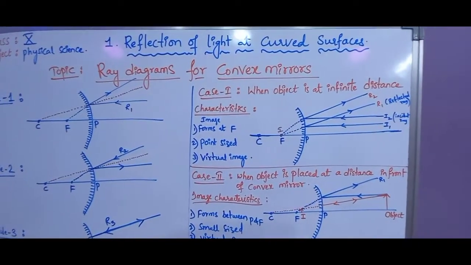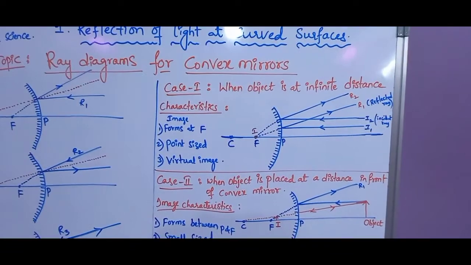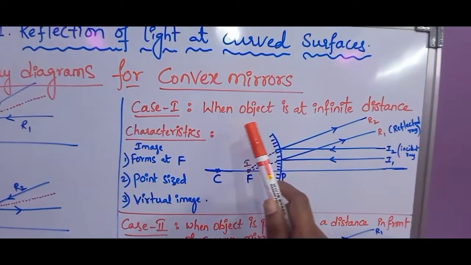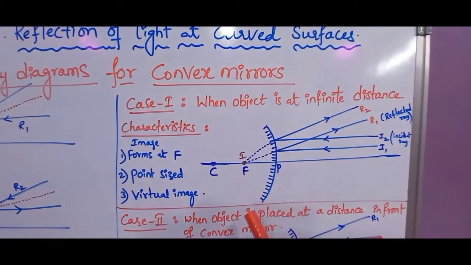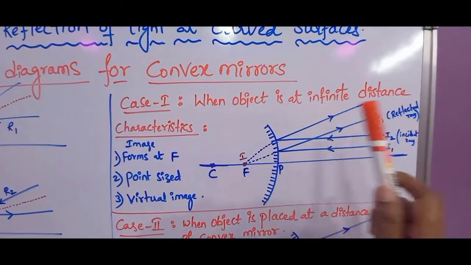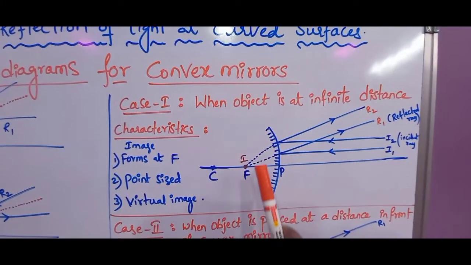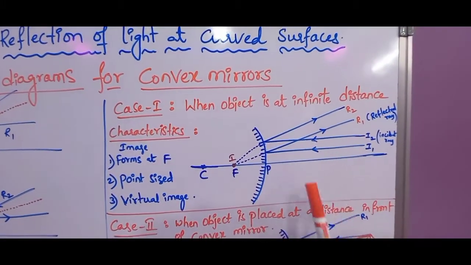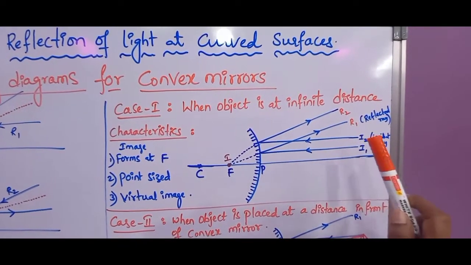Okay, now we will see the different cases where the object is placed in different locations in front of the convex mirror. In case 1, we will see when the object is placed at infinite distance from the convex mirror. So this is the convex mirror whose reflecting surface is towards this side, and this is the inward surface which is the painted one. Okay, this is the back side of the convex mirror, and this is the front side of the convex mirror. So the object will be in front of the convex mirror anywhere.